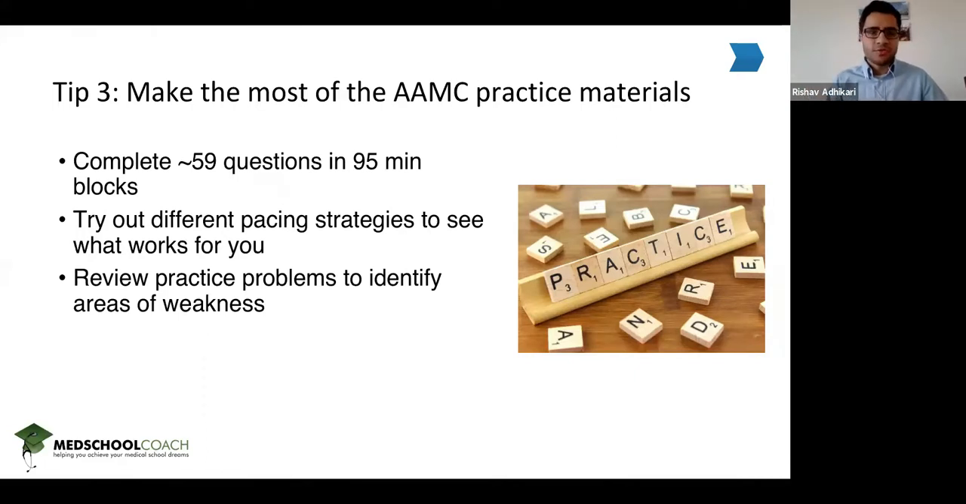So for example, if you find that you get a lot of hormone questions wrong, then there's a really good chance that you should go back and review your endocrinology chapter in your book. And so use those practice problems to really guide your review and figure out what topics you need to work on. And those are my tips for the Biochem section.